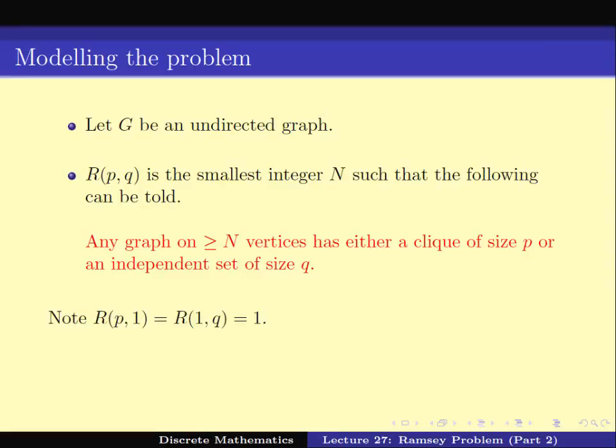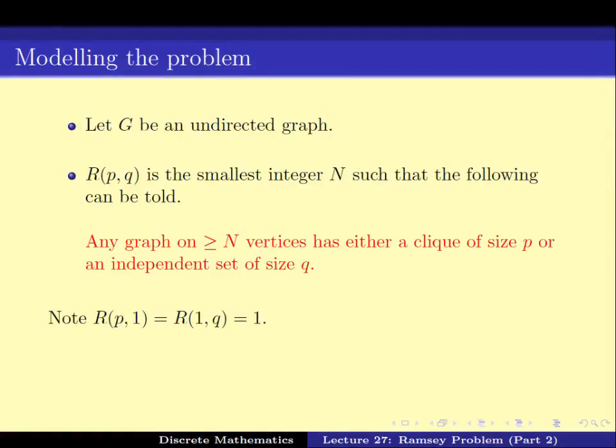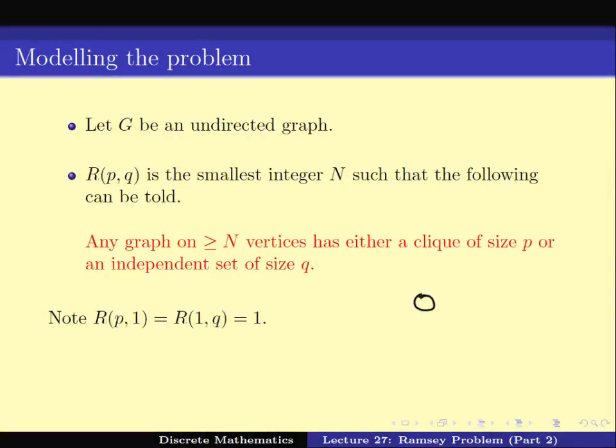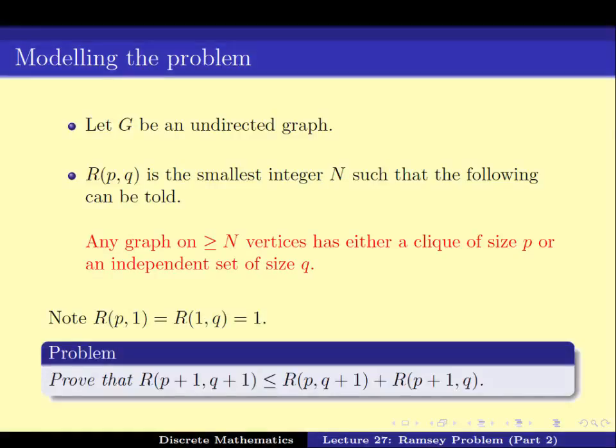And what do we have to prove? We note that R(p,1) equals R(1,p), which equals 1. Because if you are given just one vertex, then there exists one independent set, so it's R(p,1), and there is also one clique, so it's R(1,q). This is easy to see, and we have to prove that R(p+1, q+1) is less than R(p, q+1) plus R(p+1, q).